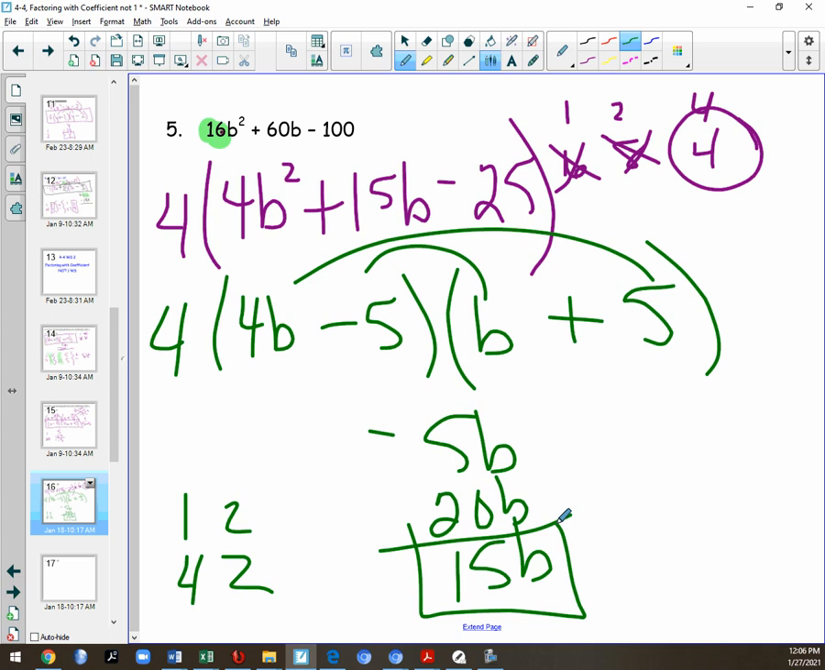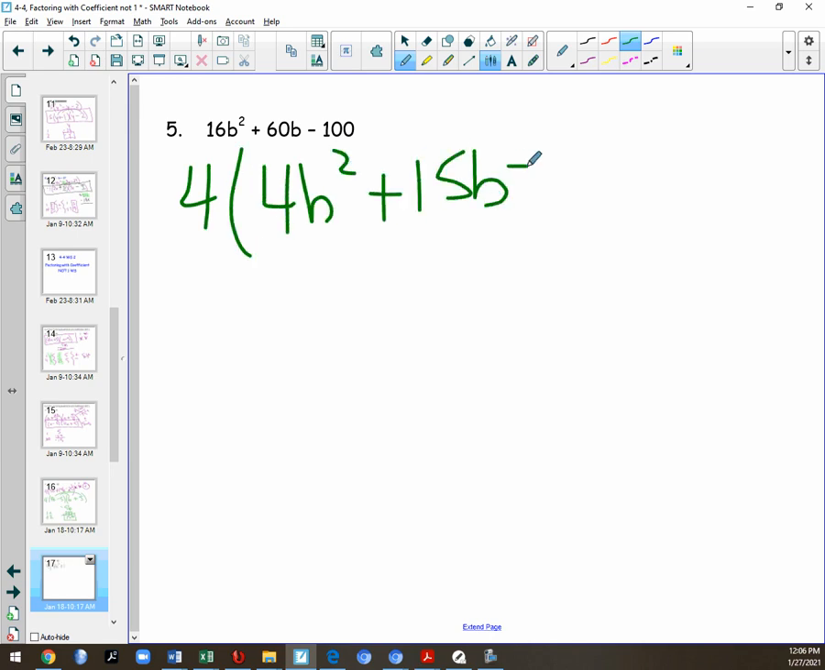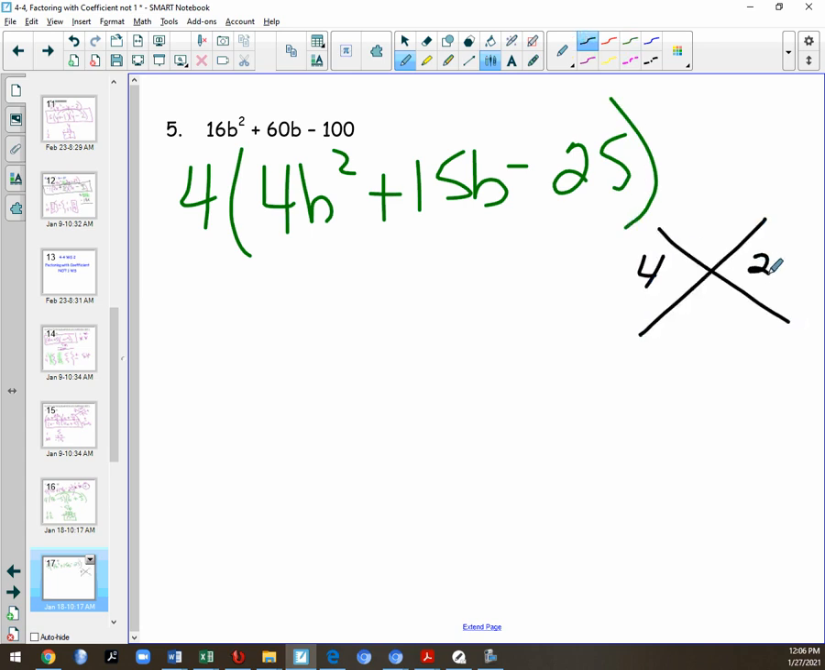What happens if you get the right numbers with the wrong signs? Simply swap your signs. So we're going to go ahead and do this the other way. I'm going to pull out my GCF to give me 4b squared plus 15b minus 25. I'm going to go ahead and draw my x. So I have 4 and 25, I have 100, and I have 15.